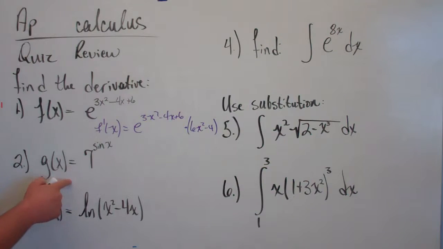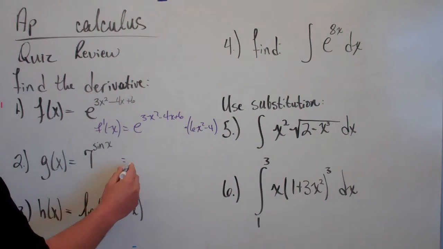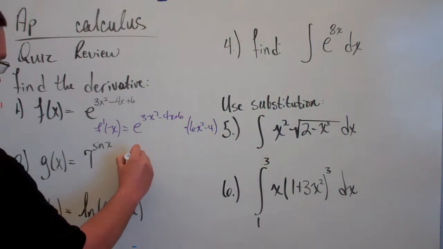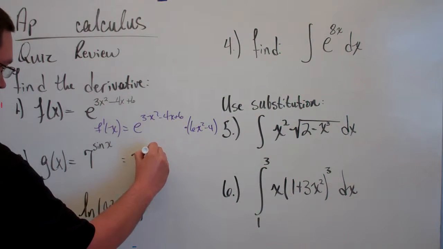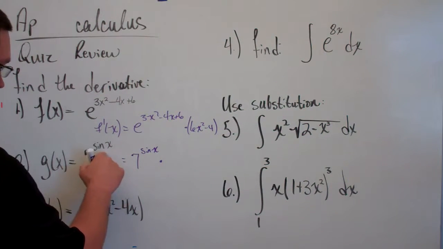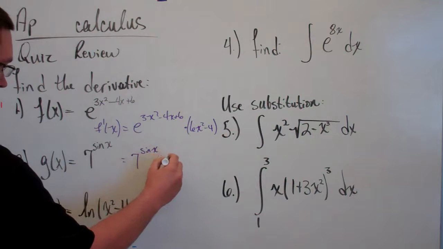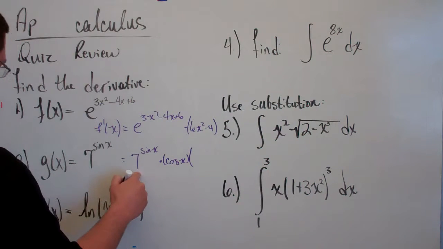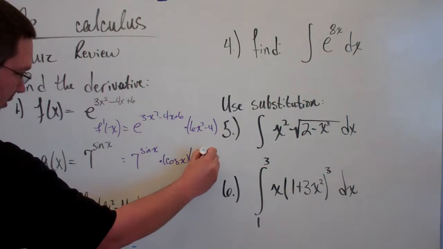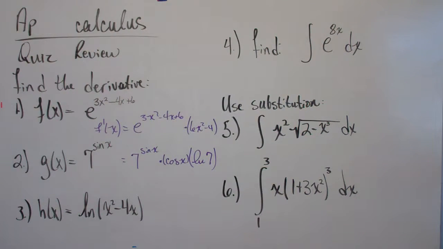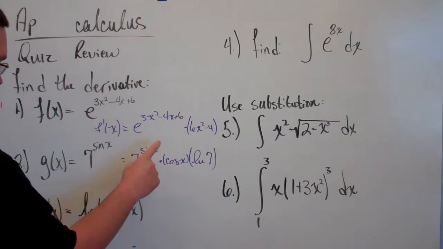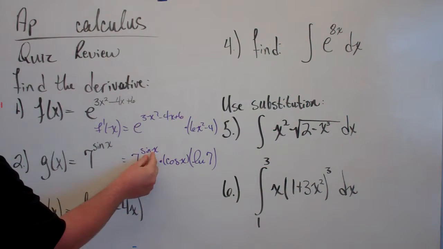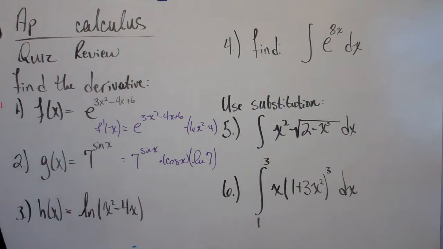Alright, number 2. g of x equals 7 raised to the sine of x. Basically just going to rewrite this: 7 raised to the sine of x. Now you're going to multiply by the derivative of the exponent. The derivative of sine x is cosine x. And you're going to multiply that by the natural log of the base. So for number 2, it's 7 raised to sine of x times cosine x times the natural log of 7. Because remember, when you have a number raised to an exponent, it's simply the number raised to the exponent times the derivative of the exponent times the natural log of the base.